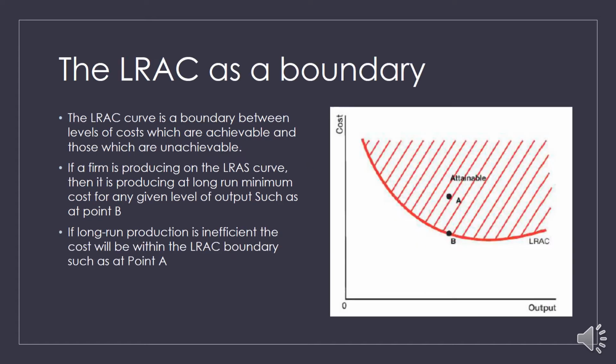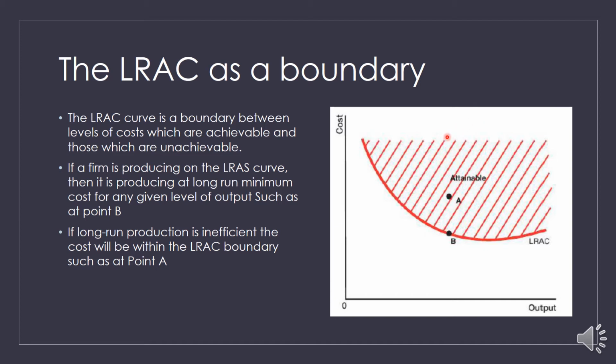Then here I am going to explain what the LRAC boundary is. You can see it here. The long run average cost curve is the boundary, as I already mentioned in the last slide. It is a boundary between the levels of cost which are achievable and those which are unachievable. You can see that this line is a boundary. Any point above this boundary, this shaded area, is attainable. For example, if you want to produce a particular level of output, you can choose point B, or you can produce at point A, or somewhere higher. That is possible. When your cost of production is higher, you will go somewhere here.